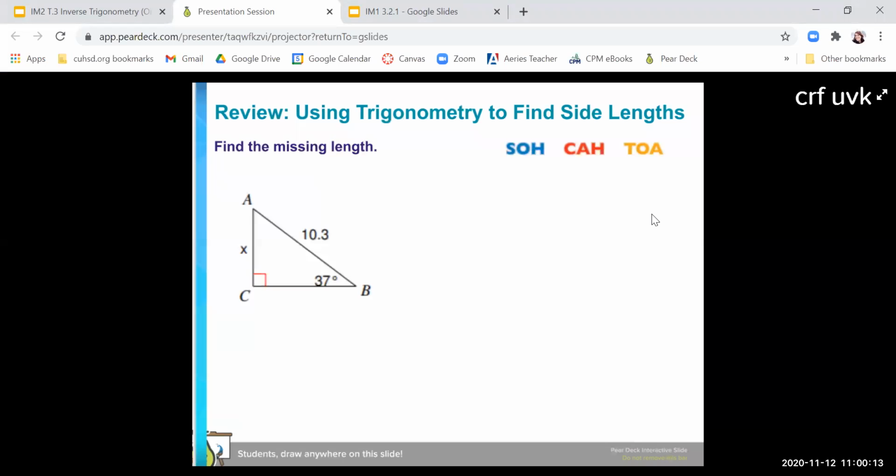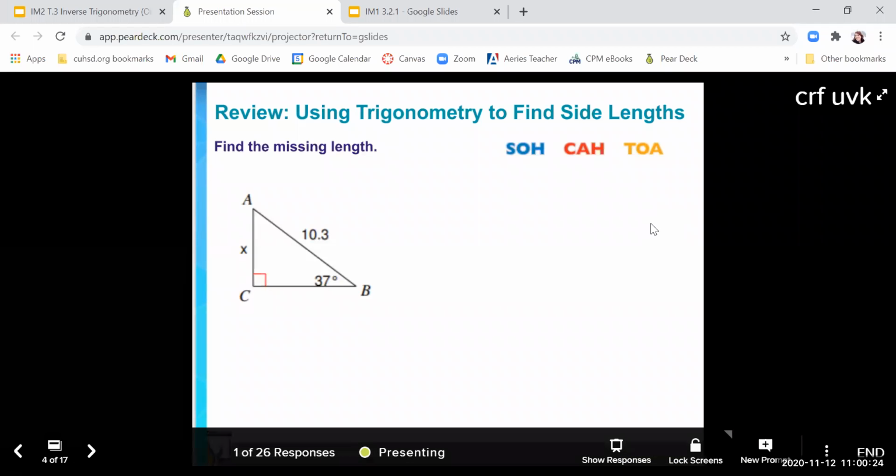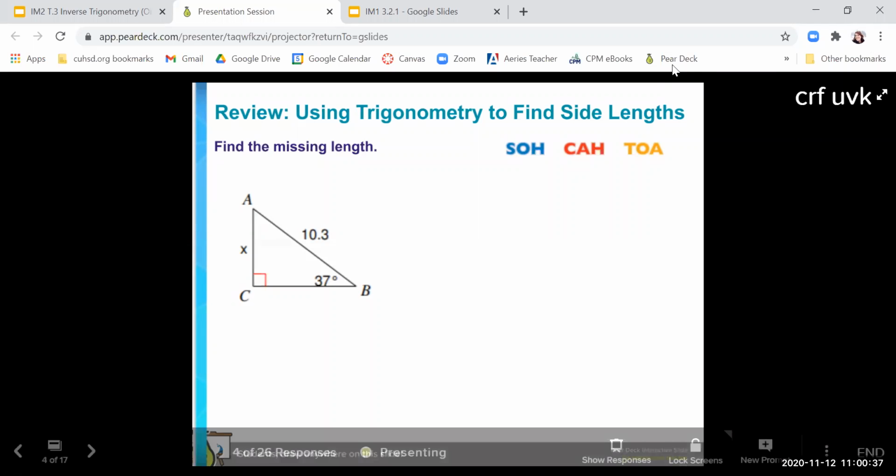Okay, here we go. All right, so we're going to start with a little review, and I just want to get a feeling for where we're at with using trig to find side length. This is exactly what we've been doing in all of our past assignments. So go ahead and try this problem, and then we'll check our answers in a moment. I'm going to give you about a minute to try this problem out, and then we will regroup.